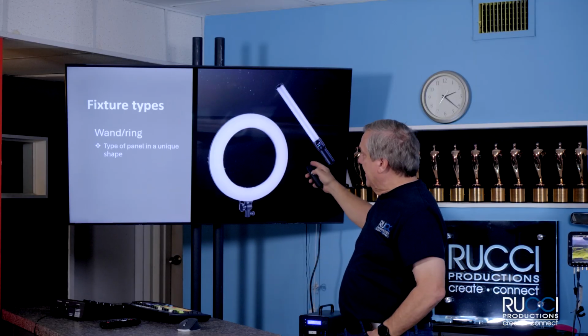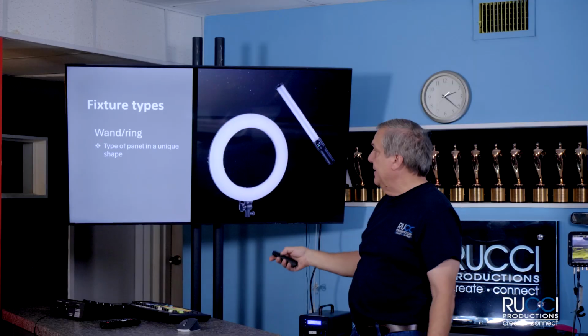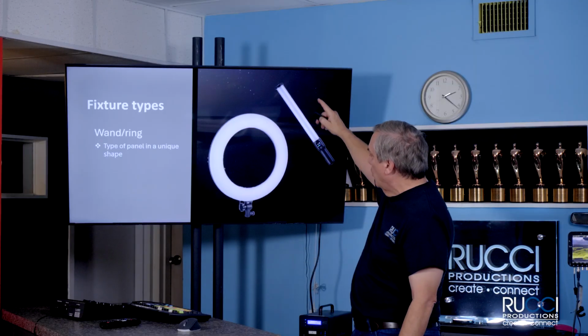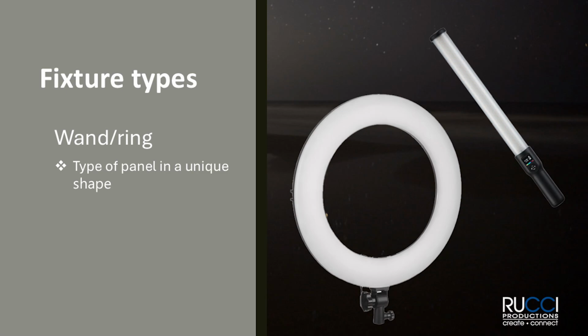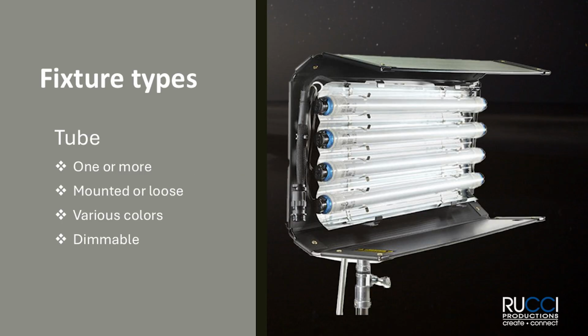These are kind of a variation on the panel light, just in different shapes. You'll have a little wand or a ring or various kinds of things like that. They're the same type of technology generally, but just with unique shapes for certain purposes.